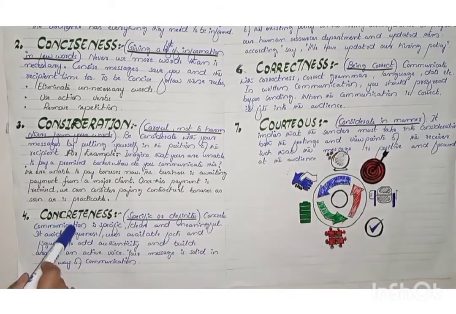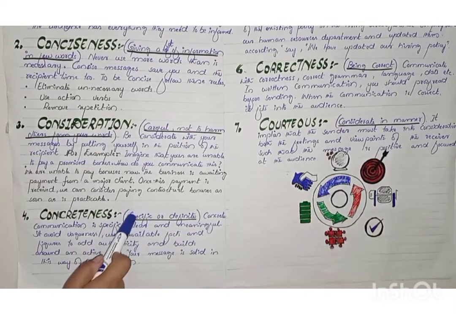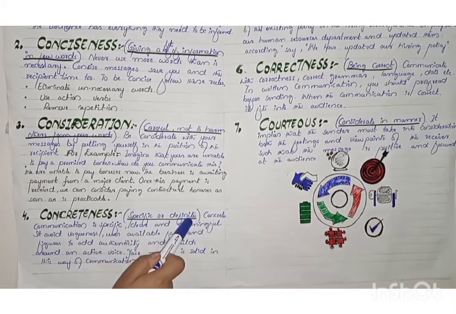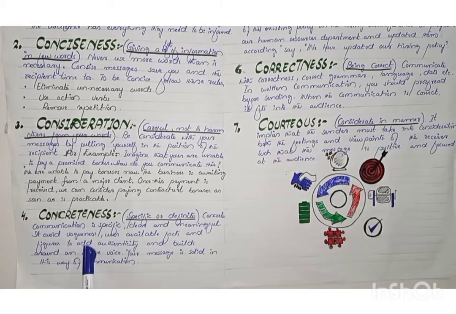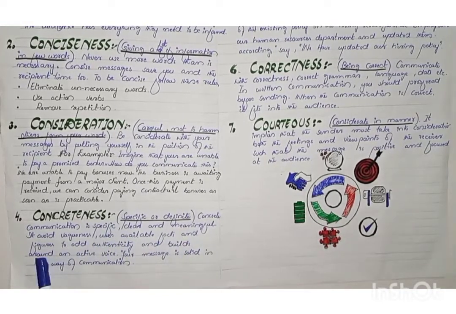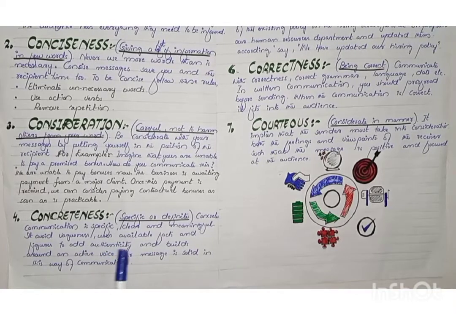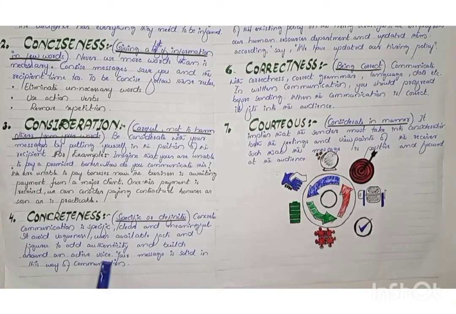Guys, the number four is concreteness. Concreteness means the message should use specific, definite words rather than indefinite ones. Concrete communication is specific, clear, and meaningful. It avoids vagueness, uses available facts and figures to add authenticity, and builds around an active voice. Your message is solid in this way of communication.